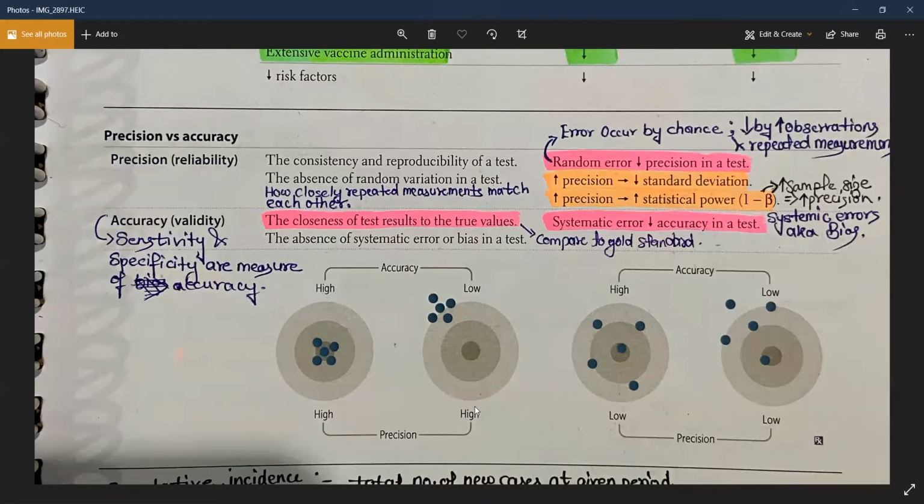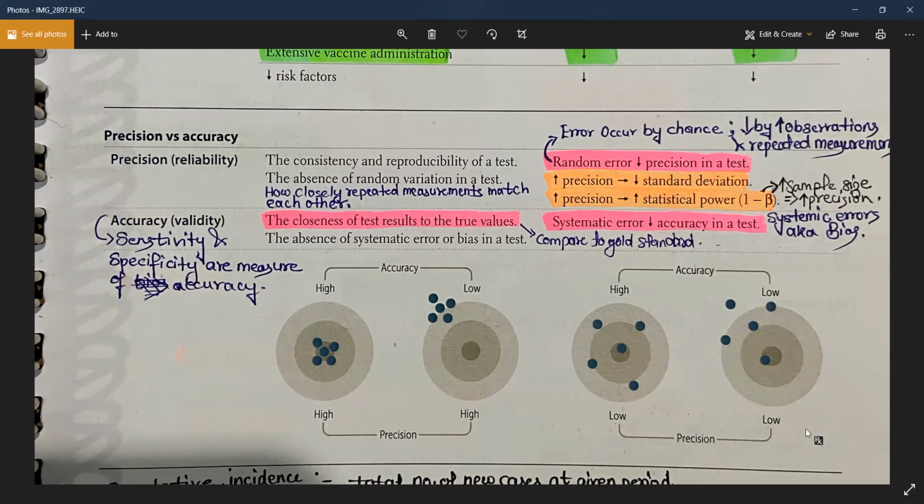In this second example, you can see that all these values are very much away from the gold standard values, right? So my test does not have any accuracy at all, but all the values are lying very close to each other. That means my test has a very high precision. So low accuracy but high precision. Similarly, in this third example, most of the values are lying very close to the center. That means the test has a moderate or high accuracy, but the values are very different from each other, right? That means my test has a very low precision.